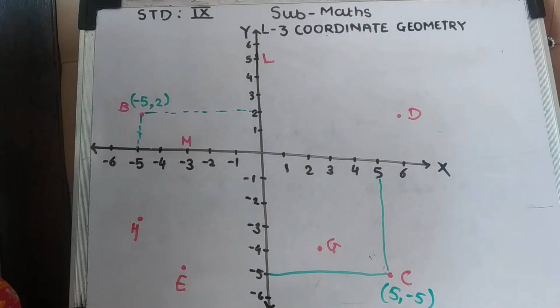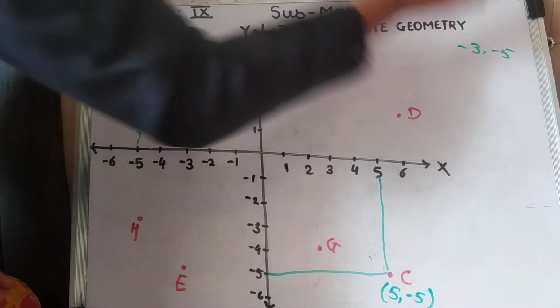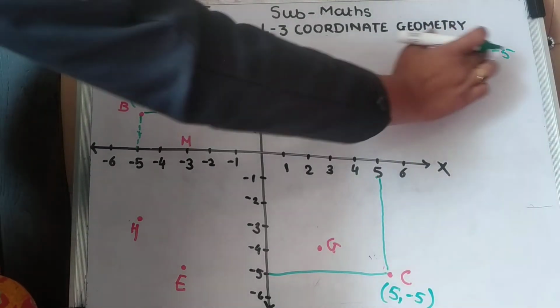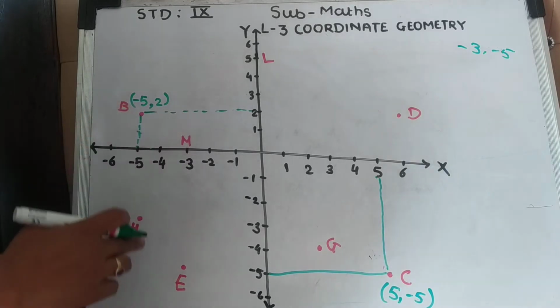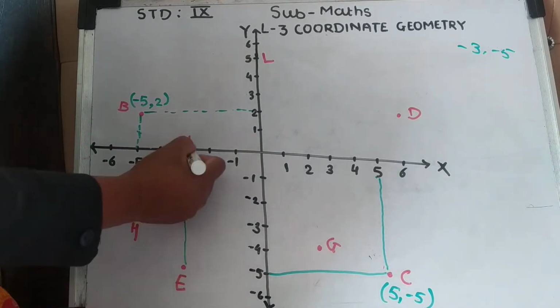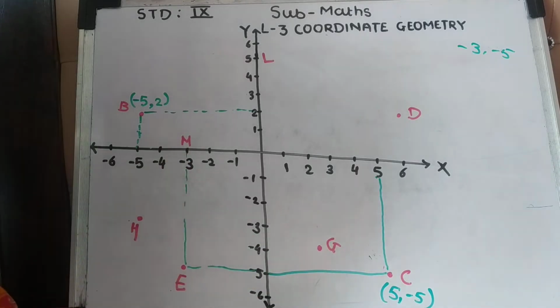The question is: the point identified by the coordinates minus 3 and minus 5. So which point shows minus 3, minus 5? Just tell me, if minus 3 and minus 5 is given, in which quadrant will it come? Yes, it is correct. It is in the third quadrant because both are negative. So we will see here. Minus 3. I'll draw from minus 3 a vertical line, and minus 5. So which point does it show?